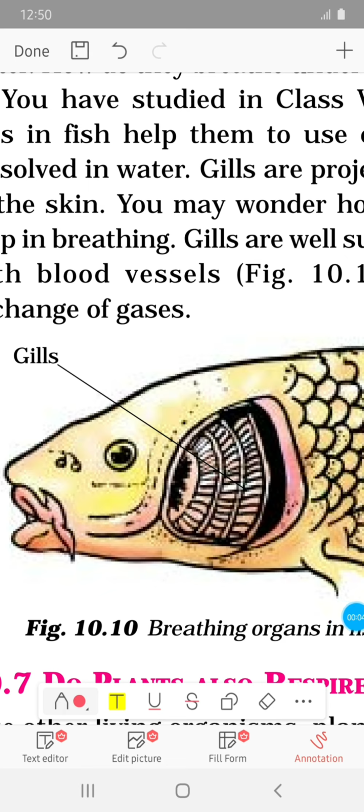How does a fish breathe? It breathes through its gills. Gills are the breathing organ of fish. So, gills help them to take in dissolved oxygen. If you have an aquarium at home, you might have seen that the fish are all the time opening and closing their mouth. Actually, oxygen dissolved in water, they take in through their mouth and it passes through the gills. Gills are comb-like structures present on their body, and they are covered by a structure called the operculum. This is the covering which covers the gills inside.